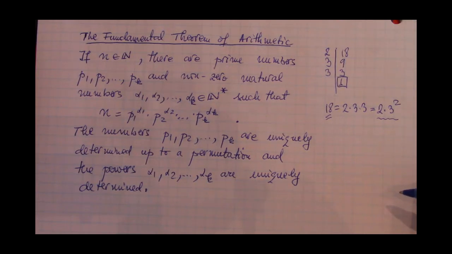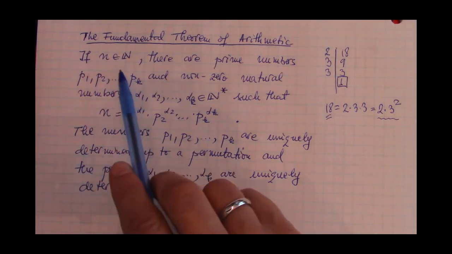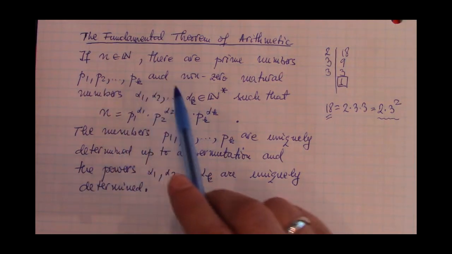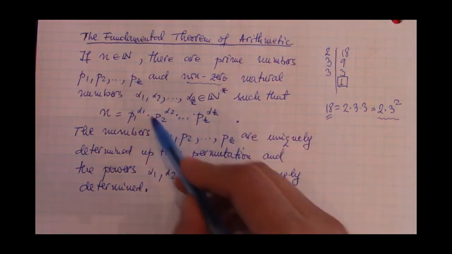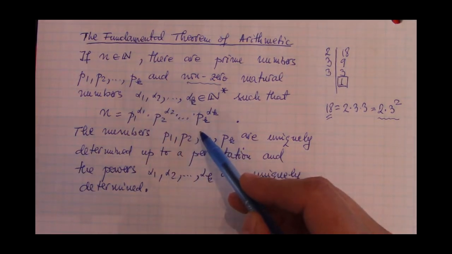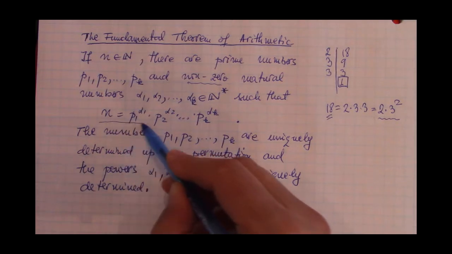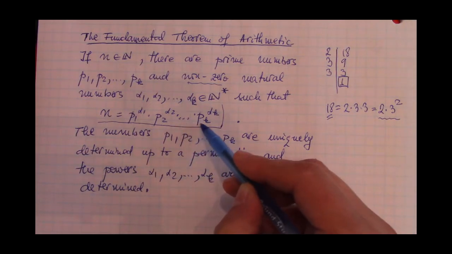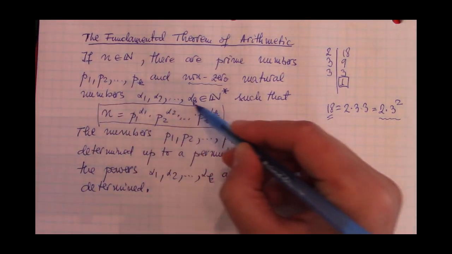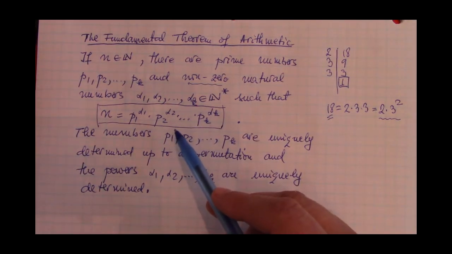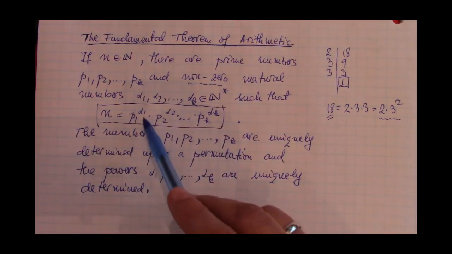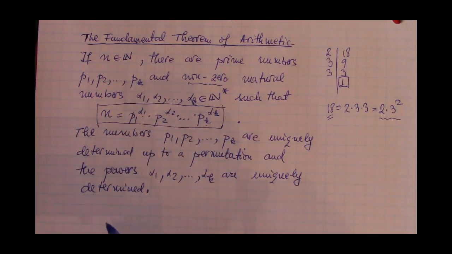Okay, now just to fully state the theorem, it pretty much says if n is a natural number, then there are prime numbers p1, p2 all the way up to pk, and non-zero natural numbers alpha 1, alpha 2 up to alpha k, such that n is equal to the product of p1 to the power of alpha 1 times p2 to the power of alpha 2 times all the way up to pk to the power of alpha k. Alright, and this is called the prime factor decomposition of the number n. Right, so again, the p's are prime numbers, alphas are exponents that are not zero.